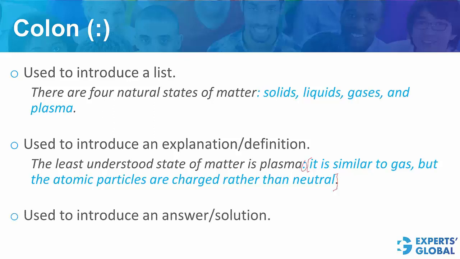Next, colon is used to introduce an answer or solution. Look at this example. The plan is simple, and then the answer of sorts, what is the plan, work hard, comes next, and you see a colon has been used to introduce the answer. So 3 uses overall: to introduce a list, to introduce an explanation or definition, and to introduce an answer or solution. Next punctuation is dash.